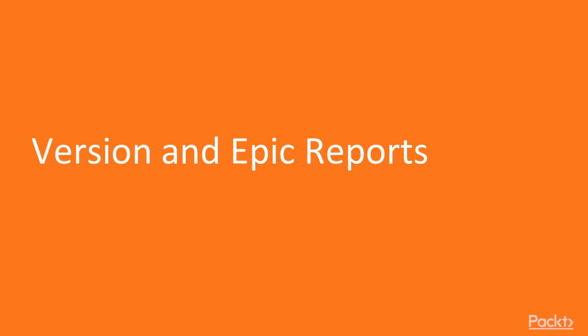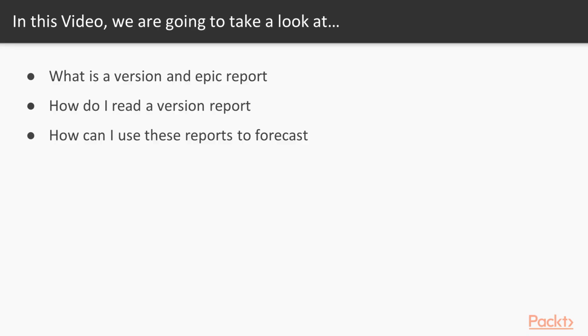Okay, in the last video of this section in reporting, we're going to talk about version and epic reports. Now in the last section we talked about release and epic burn downs, and you're going to get a similar kind of view in this report, but it's a different look with slightly different information. So in this video we're going to learn about what is a version and an epic report.